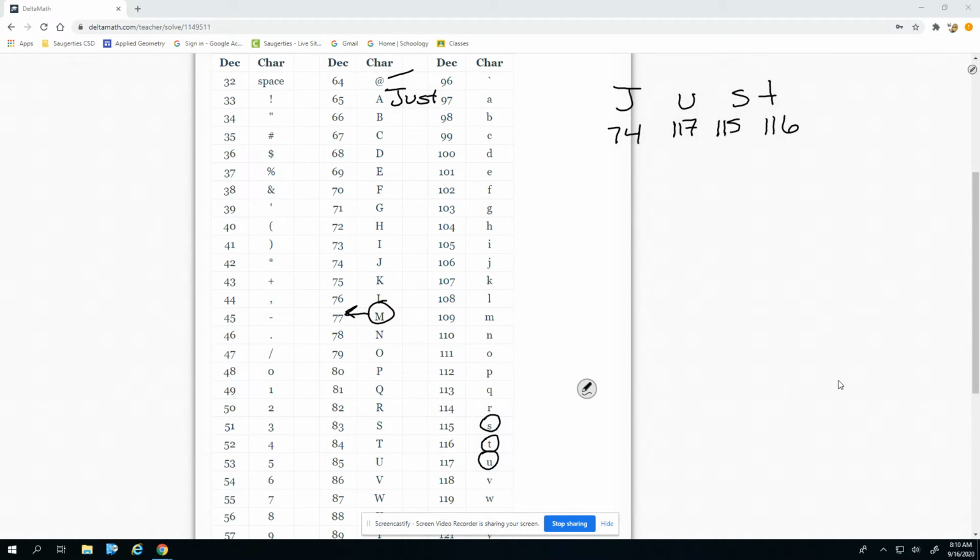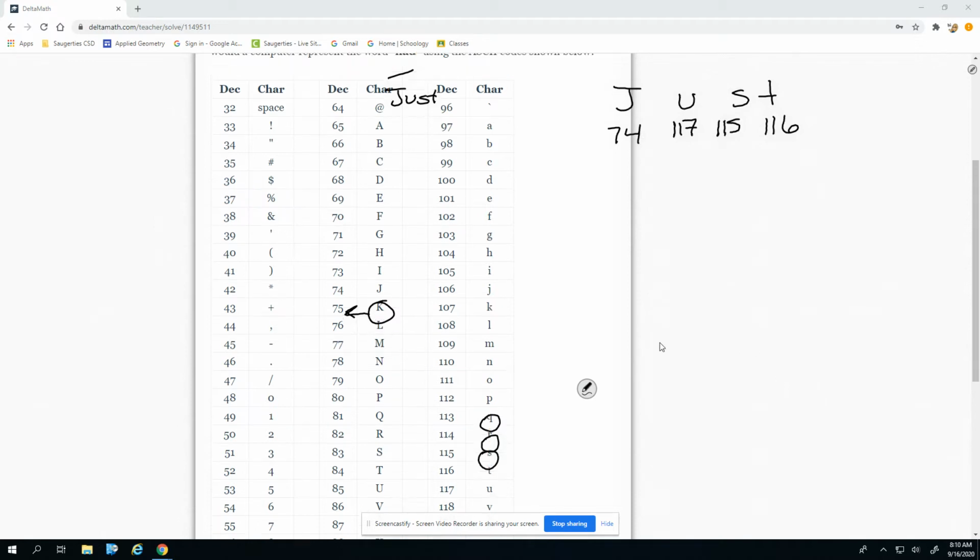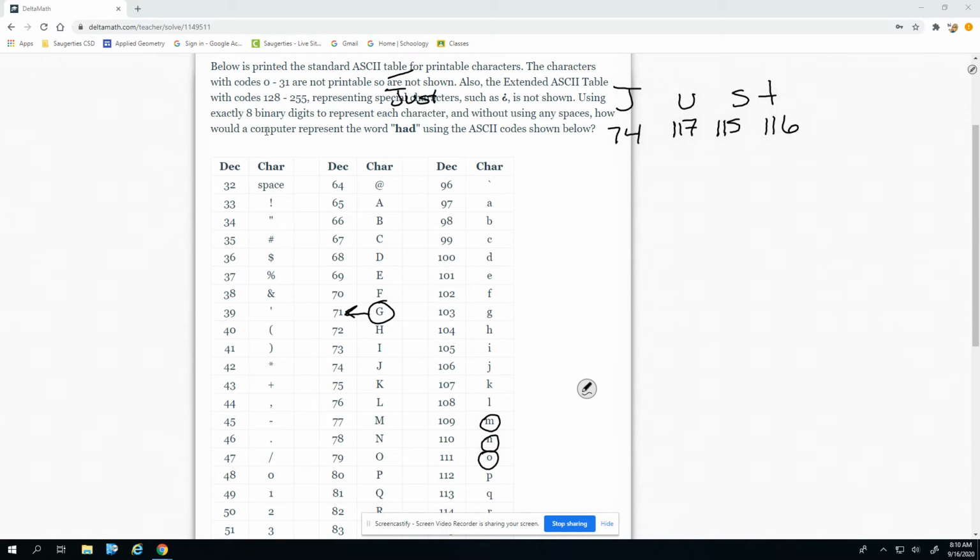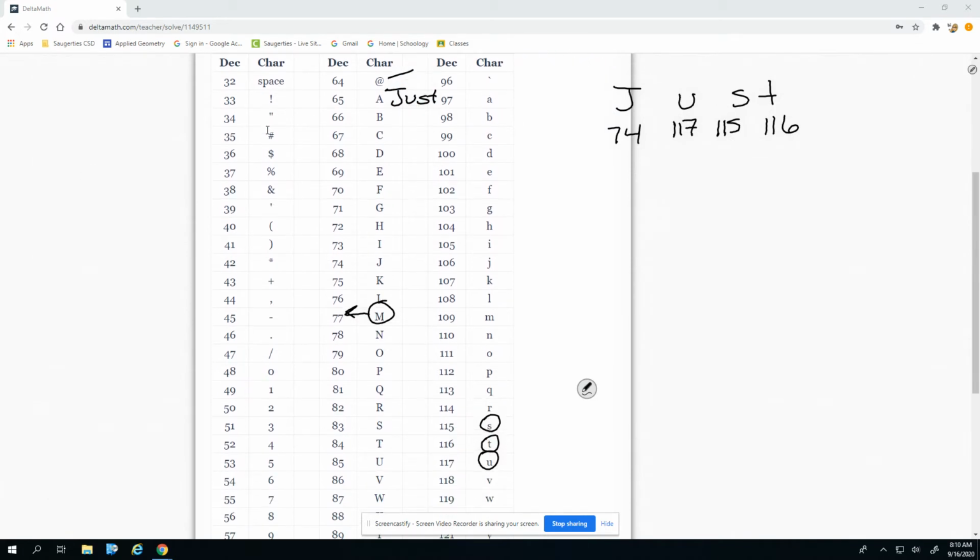So it says that we have to use exactly 1 byte, or 8 binary digits, for each letter. And the reason for that is we need to be consistent. Even though we really only need 7 digits, we need to let the computer know that these 8 represent one number, and then the next 8 represent another number or letter, and so on.